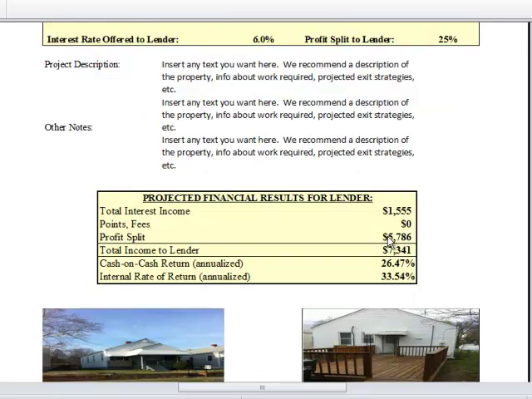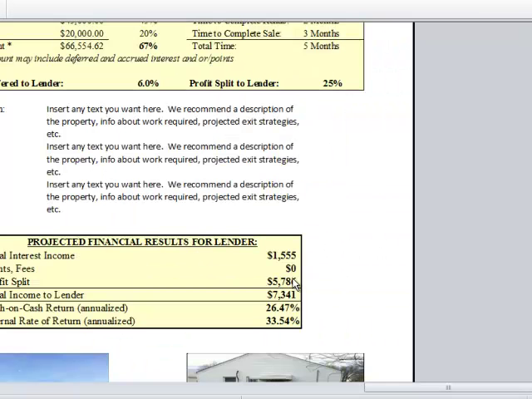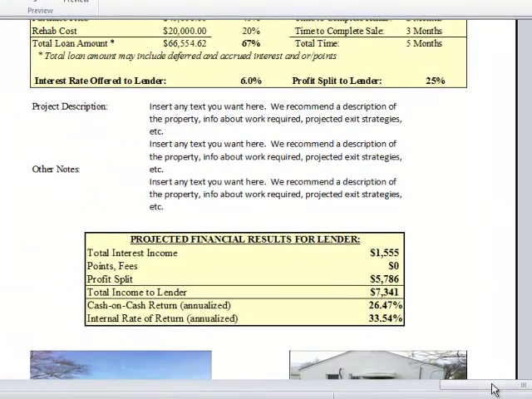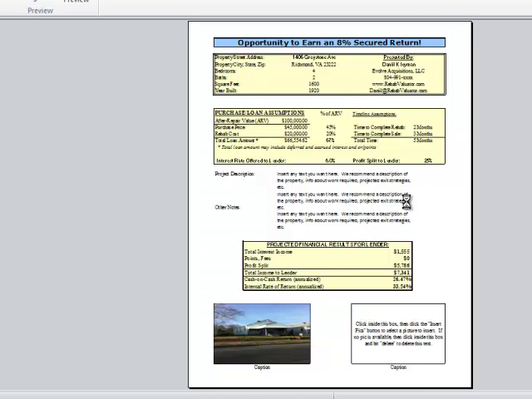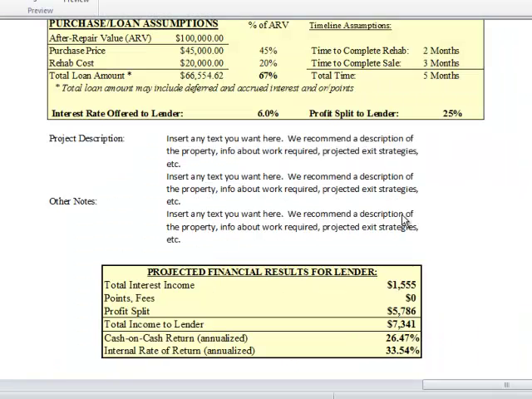And look at this. You're showing your lender, you're going to make interest income of $1,500, but you're going to get another $6,000 almost as a profit split, so your total income will be $7,300. And here's your cash on cash return and the internal rate of return. I mean, this is huge, and you're still making great money on this flip. And again, if you can get away with paying your private lender 6, 7, 8% flat, great.